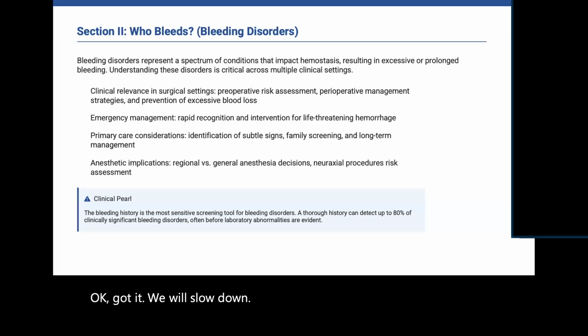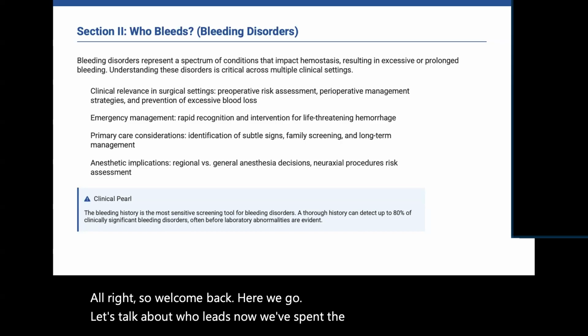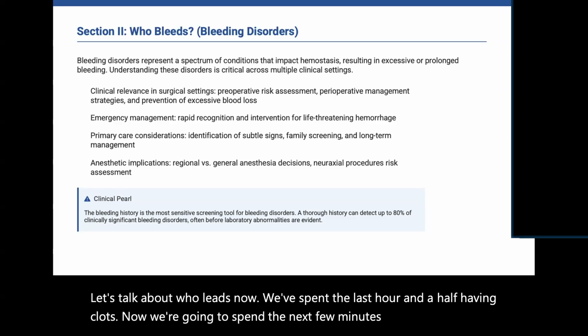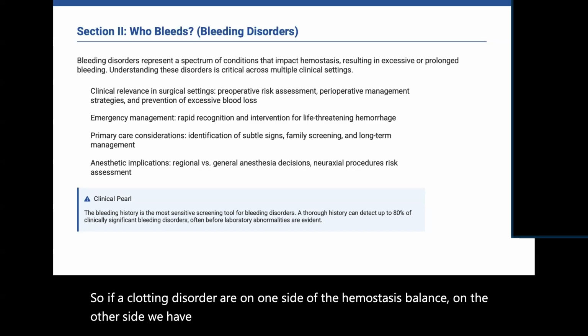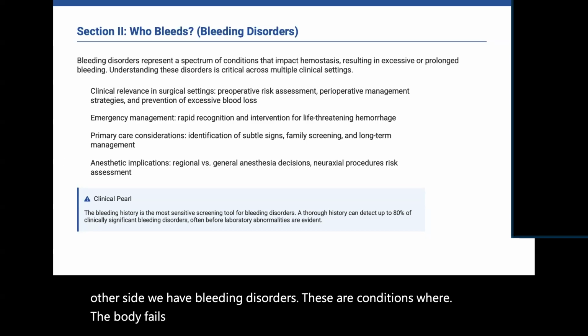All right, so welcome back. Here we go. Let's talk about who bleeds. Now, we've spent the last hour and a half having clots. Now we're going to spend the next few minutes discussing bleeding. So if clotting disorders are on one side of the hemostasis balance, on the other side, we have bleeding disorders. These are conditions where the body fails to form or stabilize clots effectively.